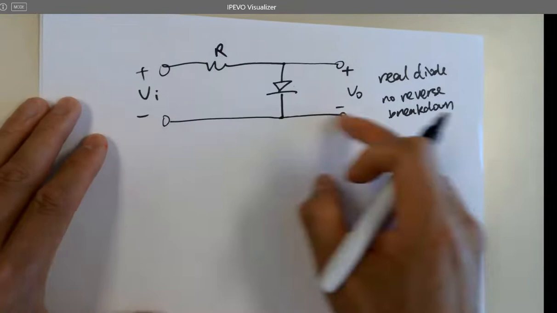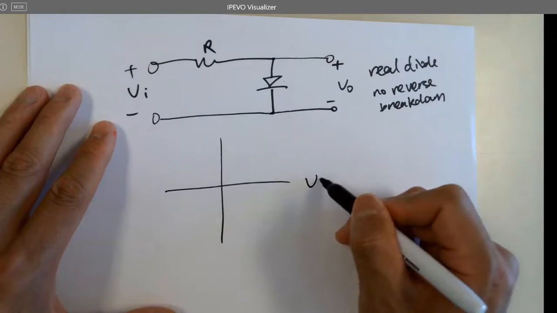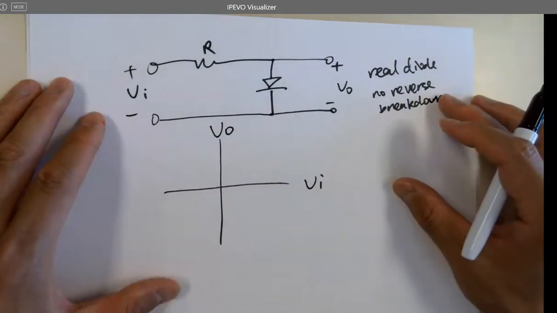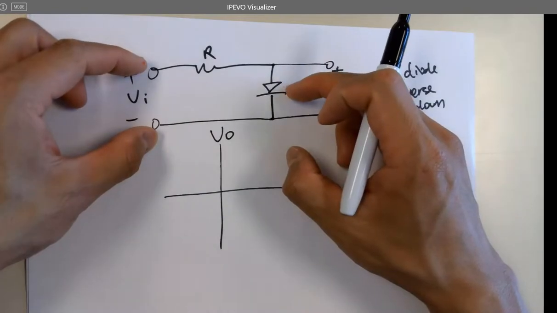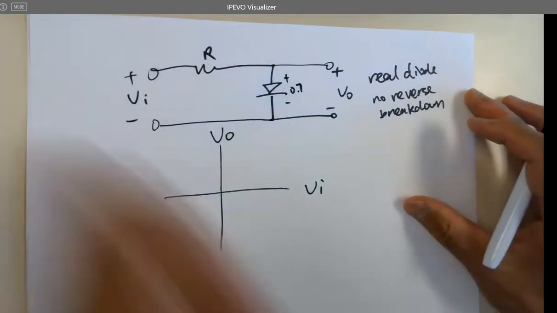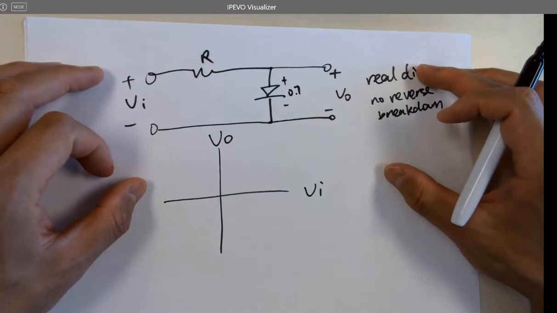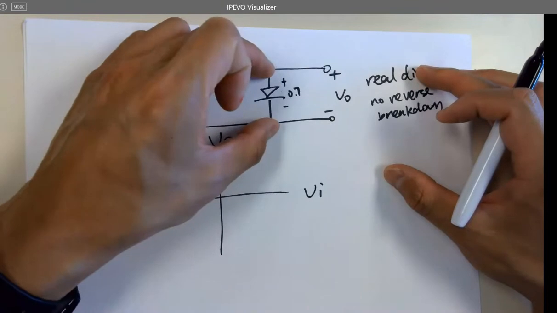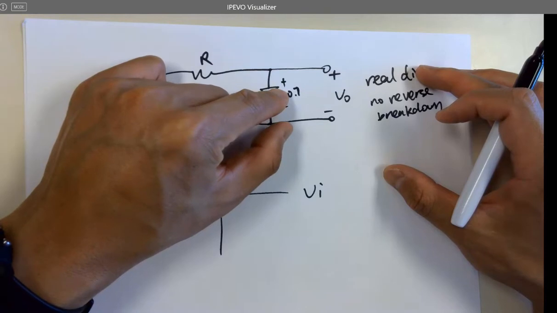So draw the VI versus VO curve. This guy has a threshold voltage, which is 0.7. And after that, this guy requires 0.7 volts in order to conduct the current. But after that, it's going to stay at 0.7 volts. Is that interesting? Yes. Yeah.